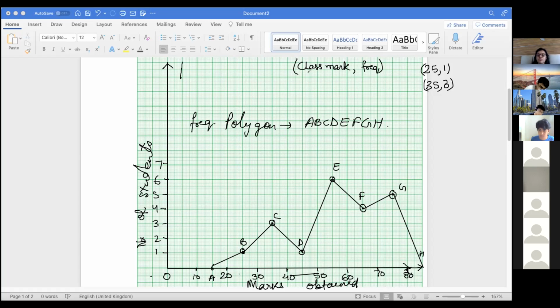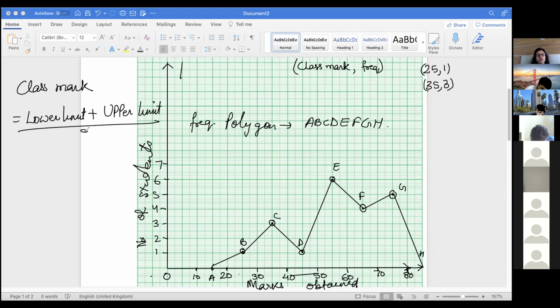Understood everyone? How to find class mark? Class mark is equal to lower limit plus upper limit upon 2. So it was 20 to 30, so 20 plus 30 upon 2 comes out to be 25. So the frequency of the 20 to 30 group, you will get at 25. So this way we have to plot. Is it clear? Can I stop? Yes, ma'am.